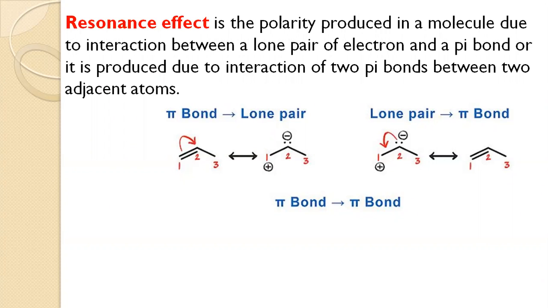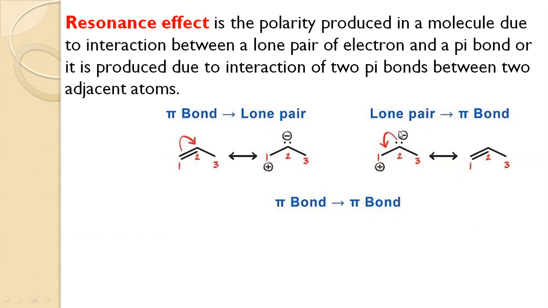Now first we see about the resonance effect. Resonance effect is the polarity produced in a molecule due to interaction between the lone pair of electrons and a pi bond. See here in this structure, the lone pair of electrons and pi bond. And see here, the bond is present between carbon number 1 and 2. That bond is delocalized and it generates the negative charge on the carbon atom, and that negative charge is generated here on carbon number 2.